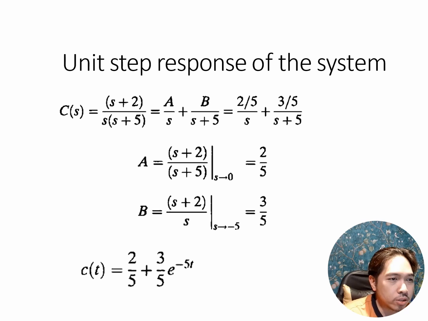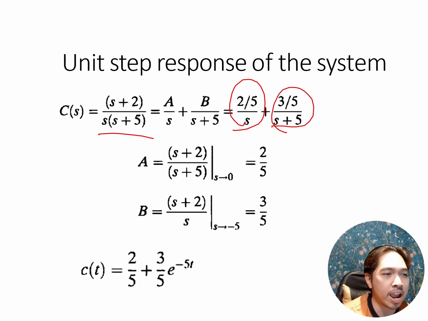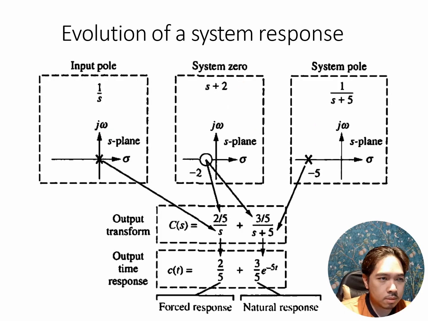So if we decompose that, this fraction can be decomposed as 2/5 over s and 3/5 over s + 5. That's by partial fraction decomposition. Once we decompose that, we can now take the inverse Laplace of the system, and we have c(t) = 2/5 + 3/5 e^(-5t). From there, we can have the evolution of the system response.